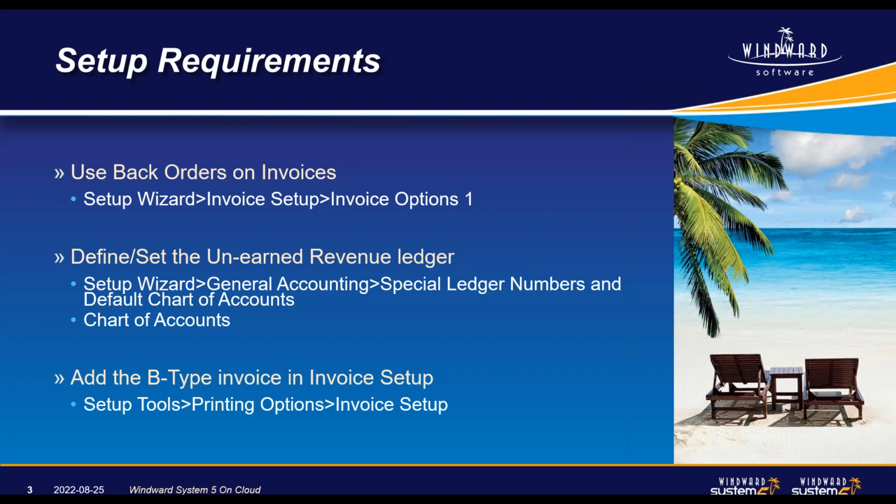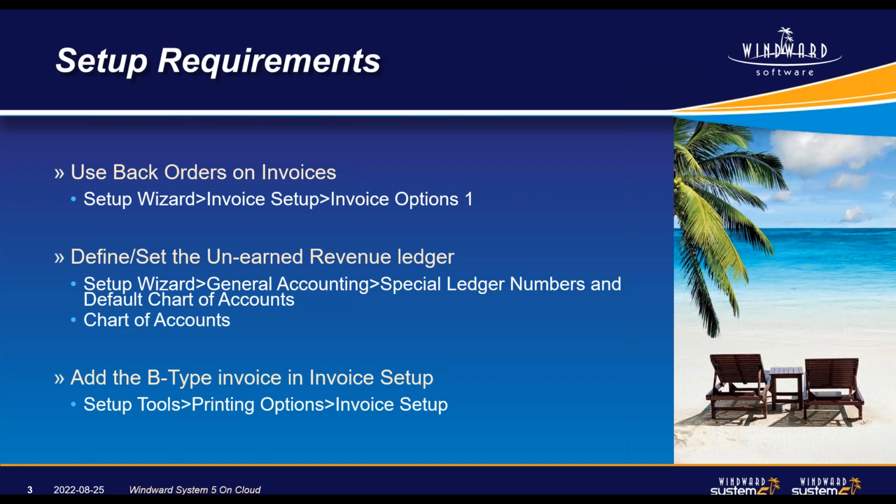Second, define or set the unearned revenue ledger. It's still in the setup wizard. Go to general accounting, special ledger numbers, and default chart of accounts. You can find it there. And then you also need to make sure that this ledger is added to your chart of accounts. This is going to be a non-current liability ledger account. You can also ask your accountant to decide on what number to use.